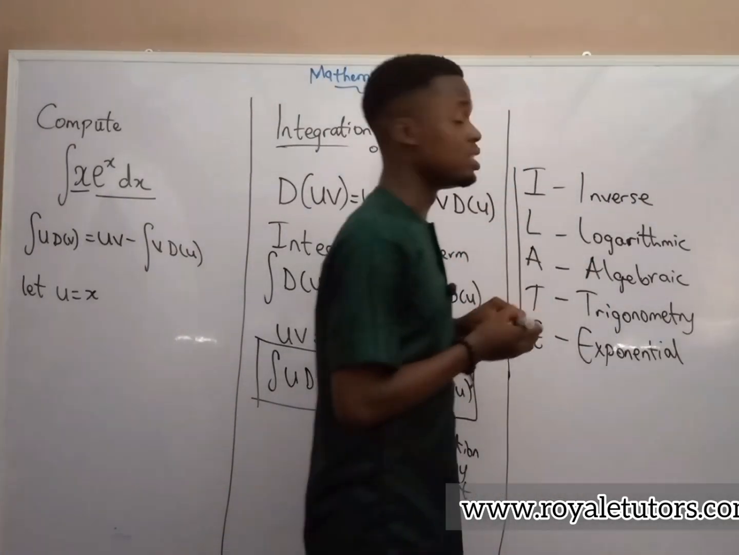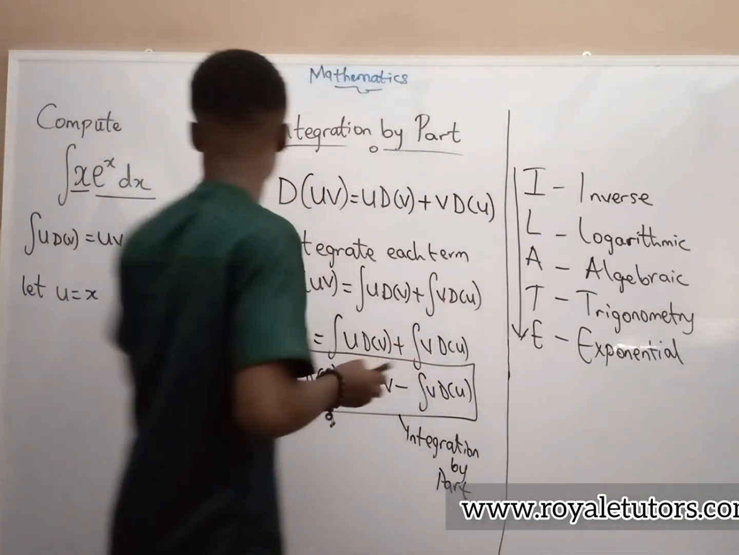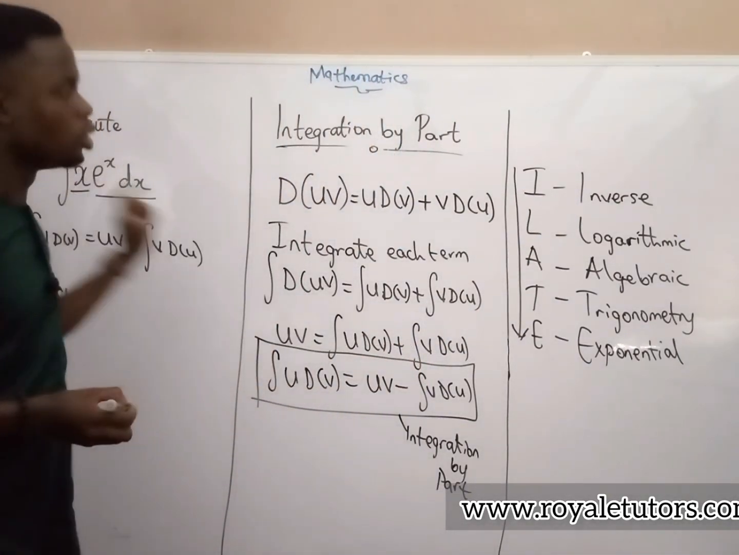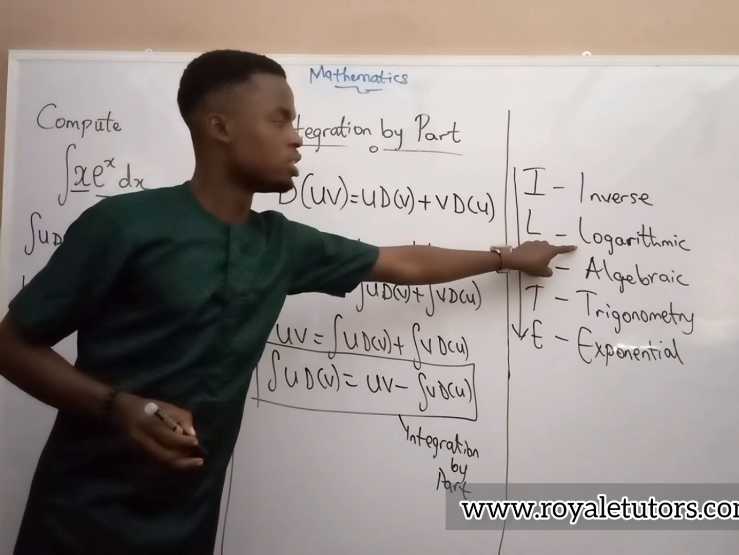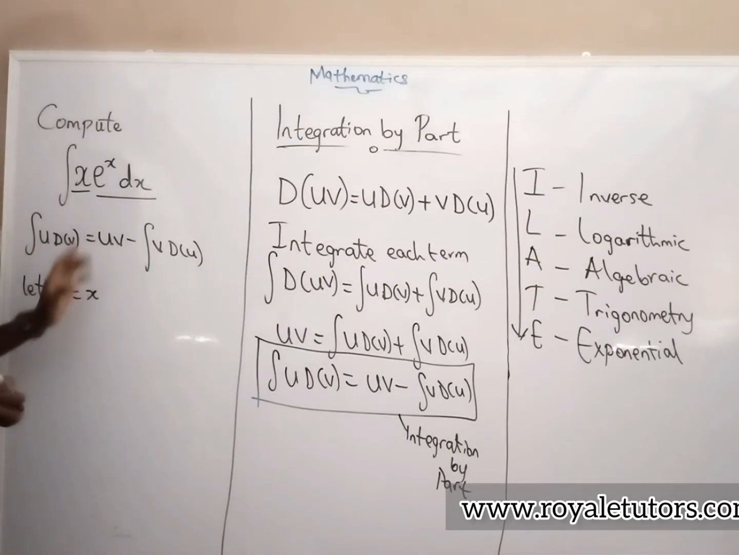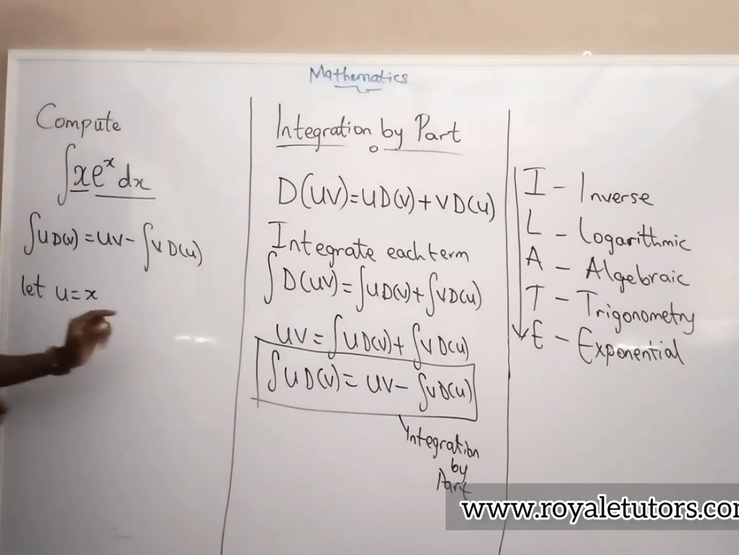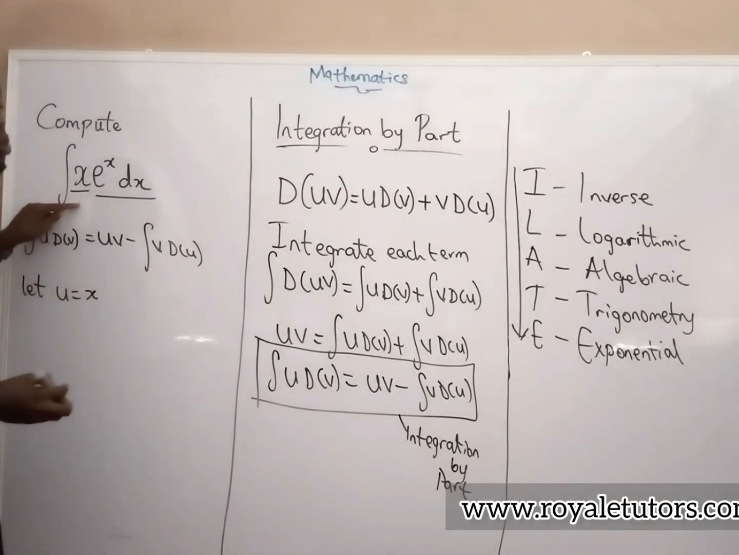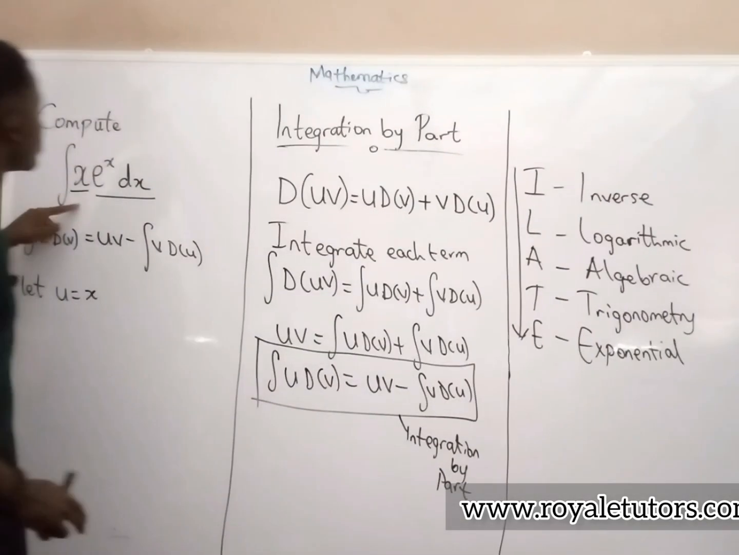So the first thing we check is, do we have an inverse function in the product? No. The second thing we check, do we have logarithmic? So if we had an inverse, I would have chosen my u to be the inverse function, while the other function will be my dv. But because there is no inverse function, we check again, do we have a logarithmic function? No.